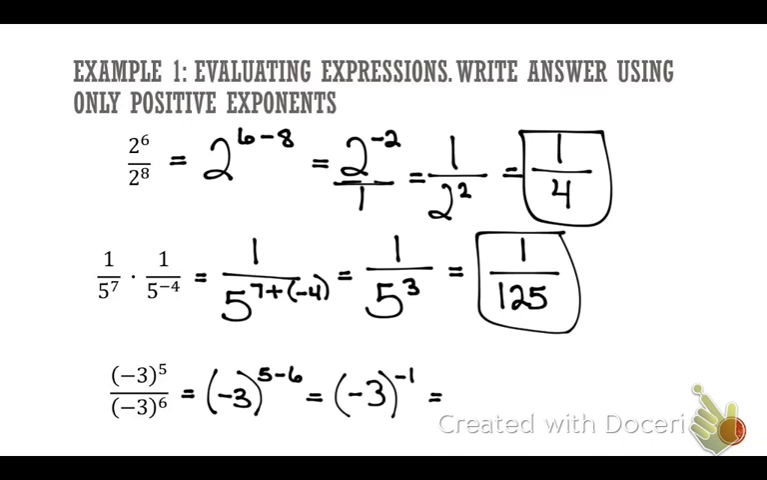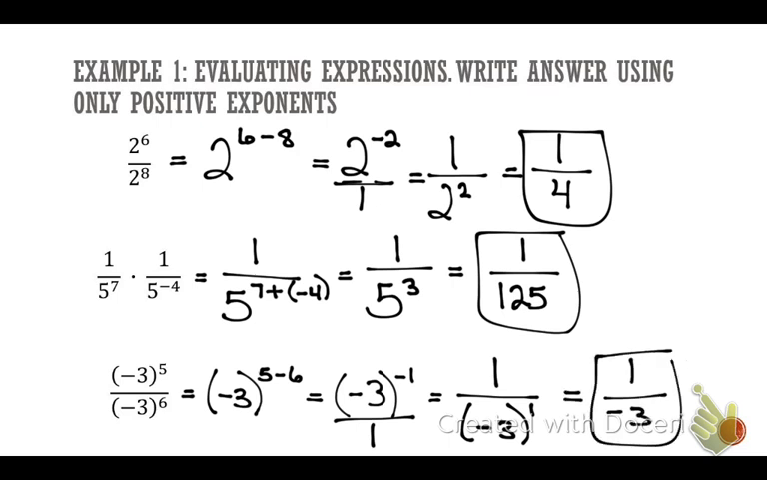Well, I'm not ready to evaluate because I can't have a negative exponent. So what's going to happen to this term? Put it over 1 and then flip it. Put it down in the denominator. 1 over negative 3 to the 1st power. Well, anything raised to the 1st power is just that number. 1 over negative 3. Okay? And that would be my answer.